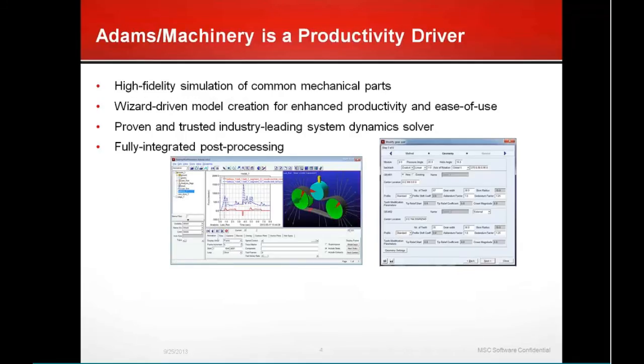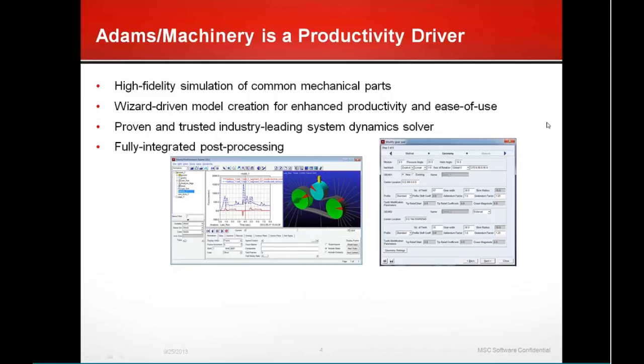So I've mentioned productivity a number of times. Again, we're providing a high-fidelity simulation that is part of the Adams technology and has always been a nice attribute of the technology. But within the Adams View environment, we've introduced a wizard-driven set of modules that guide a user through the process of creating components specific to mechanical systems such as gears, bearings, belts, and other components.